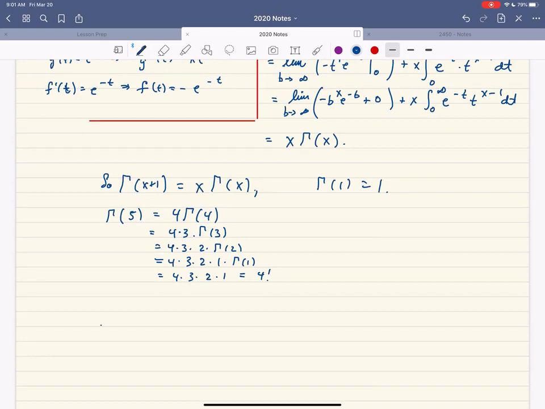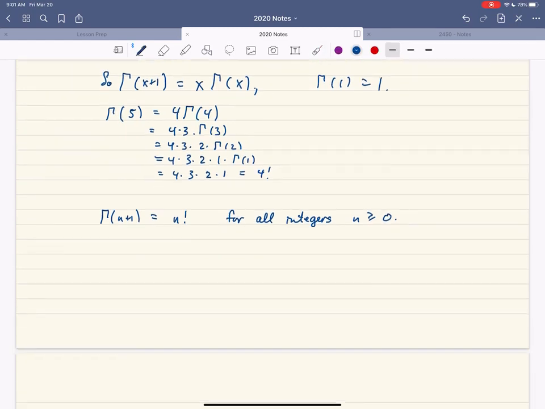In general, gamma of n plus 1 is going to be n factorial for all integers n greater than or equal to 0. So even for gamma of 1, the 1 that we get here, we can think of as 0 factorial. And that is the gamma function. We have one last thing to evaluate, and that's gamma of 1/2.